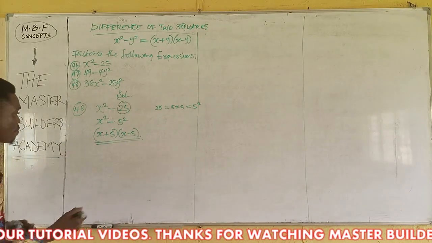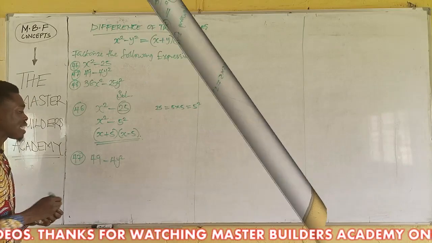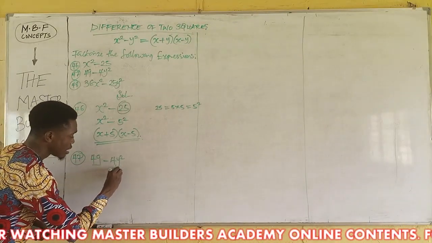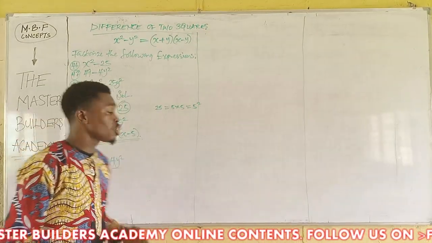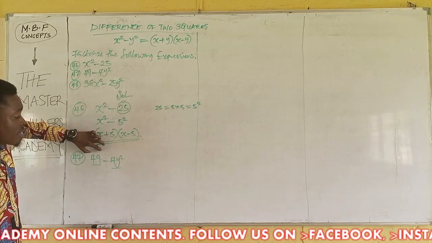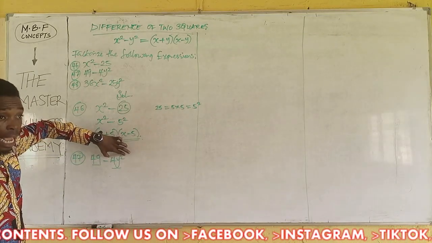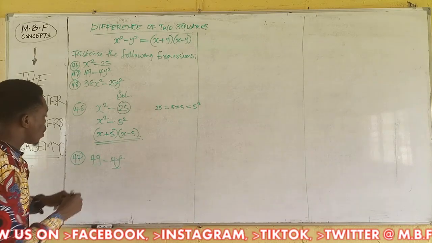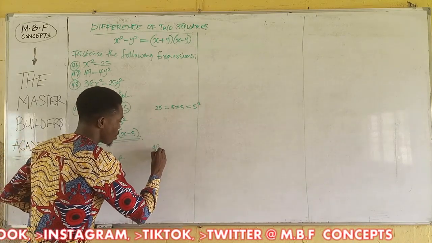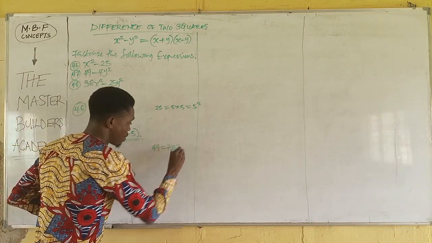Now let's look at question number 47. Like I said earlier, don't forget that this is the first term, this is the second term. So what we are going to do now is to factorize this and also simplify this term to also be in power of 2. Now understand that 49 is equal to 7 times 7, right?